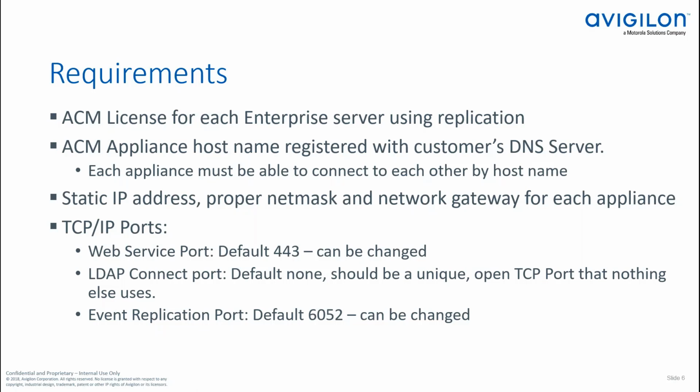So we need a DNS server to resolve the appliance hostname to IP, so the appliances in the replication network can talk to each other. They will have to resolve hostname, not IP. Obviously, you need to have the IP address, netmask, and gateway set for each one of the appliances.